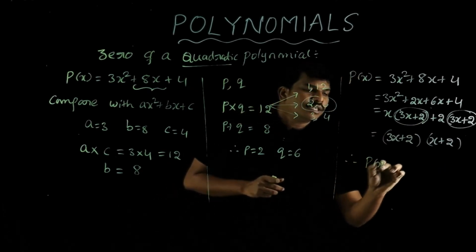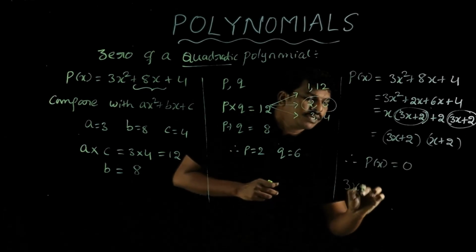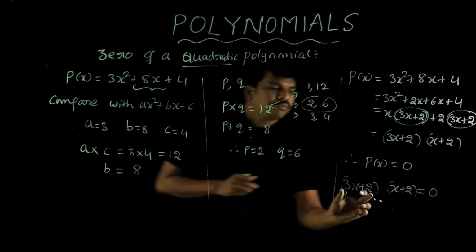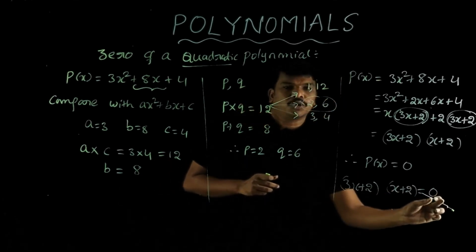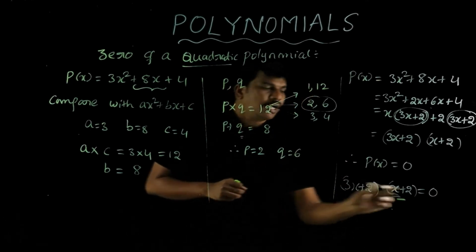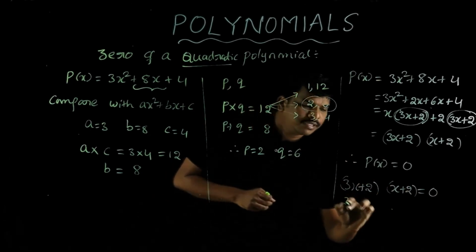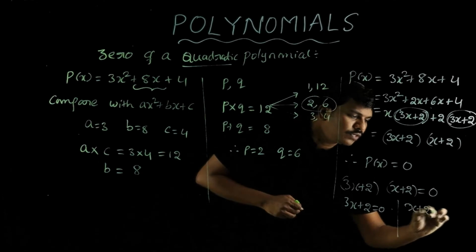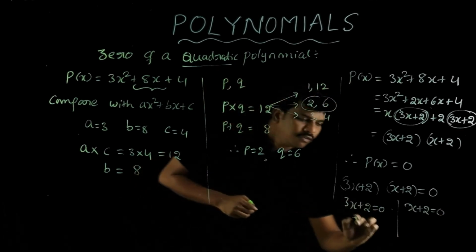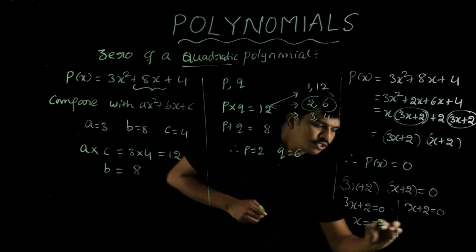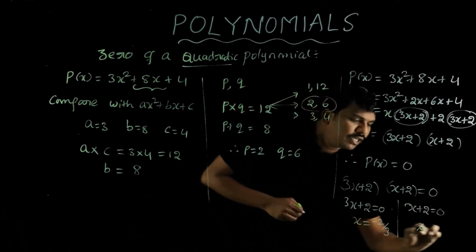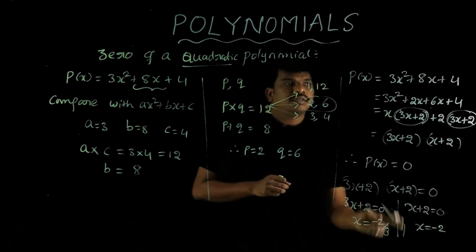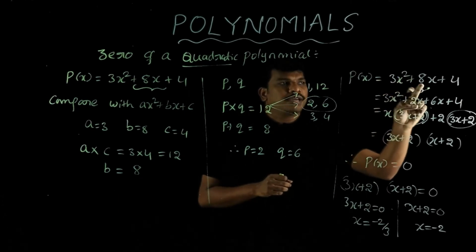As the polynomial is equated to 0, 3x plus 2 into x plus 2 is also equal to 0. The product of two polynomials is equal to 0. When will it happen? Either the first term or the second term should be equal to 0. That means either 3x plus 2 is equal to 0 or x plus 2 is equal to 0. By solving this simple equation, we will get x is equal to minus 2 by 3. By solving this simple equation, we will get x is equal to minus 2. These two, minus 2 by 3 and minus 2, are called the zeros of the polynomial 3x square plus 8x plus 4.